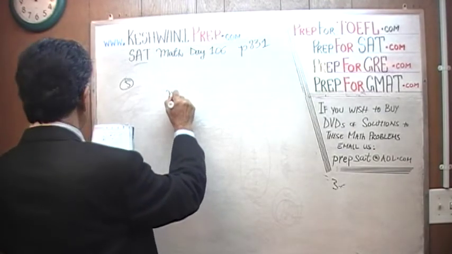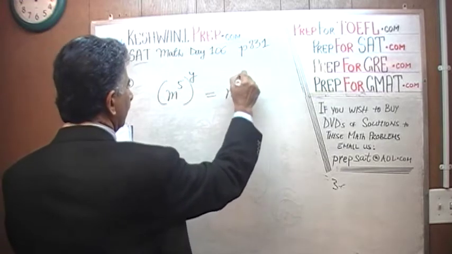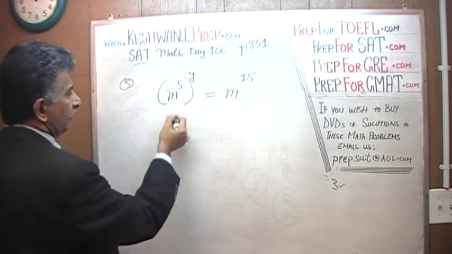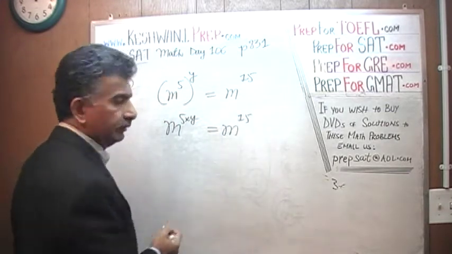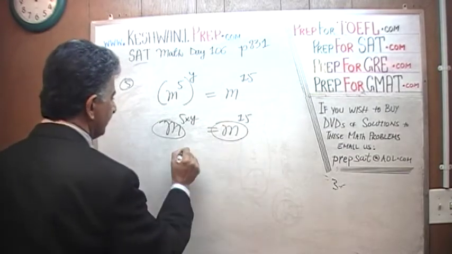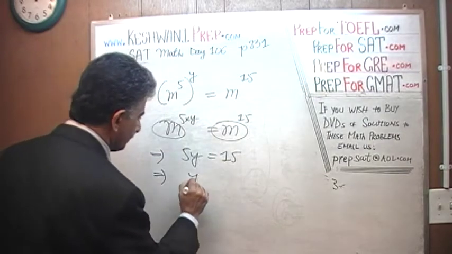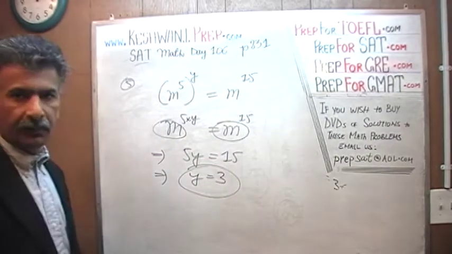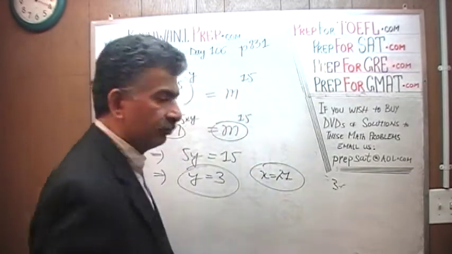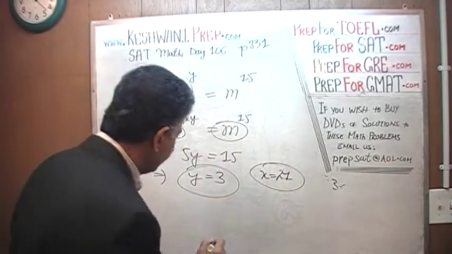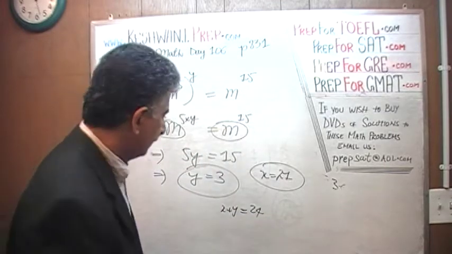Now we are told that m raised to 5 raised to y equals m raised to 15. Well, this is too simple. M raised to 5 raised to y is the same as m raised to 5 times y, which we know is m raised to 15. Again, they have the same base, which means 5y equals 15, which in turn implies that y equals 3. Y equals 3 and x equals, we just found out a little while ago, 21, and therefore x plus y is 24, which is answer choice D.